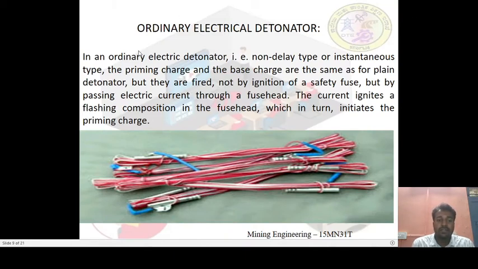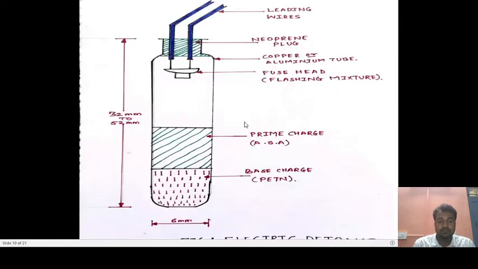Ordinary electric detonator. In ordinary electric detonators, which are of the non-delay or instantaneous type, the priming charge and the base charge are the same as in the plain detonator, but they are fired not by ignition of a safety fuse but by passing an electric current through a fuse head. The current ignites a flashing composition in the fuse head, which in turn initiates the priming charge. Now we could see this is an aluminium tube or a copper tube. Inside this there is a base charge and a prime charge, as we have seen in an ordinary detonator. What is different here is the fuse head with the leading wires. This remains different compared to your ordinary detonator, which is connected with your safety fuse.